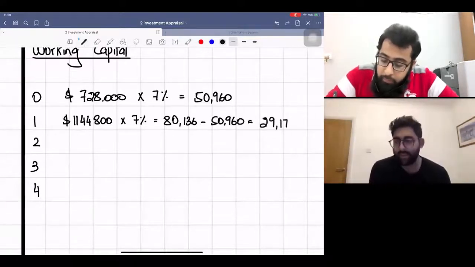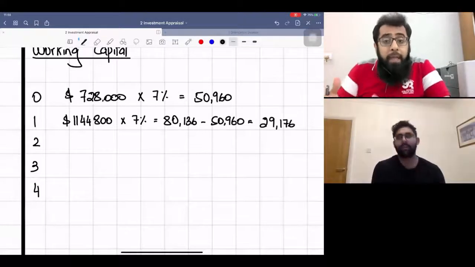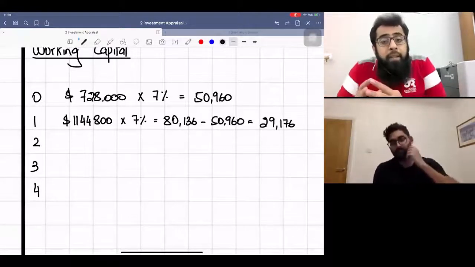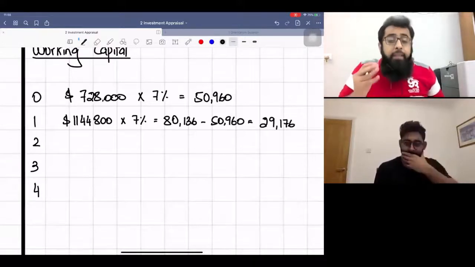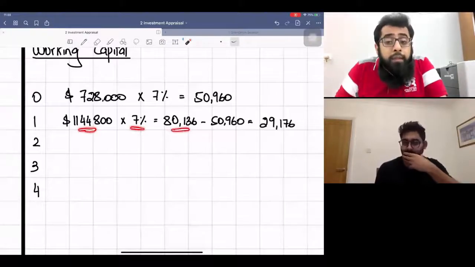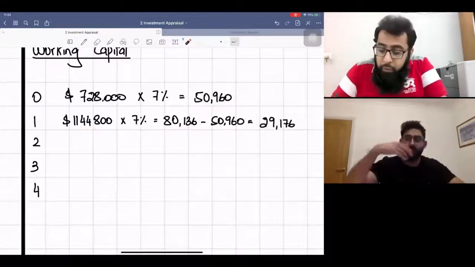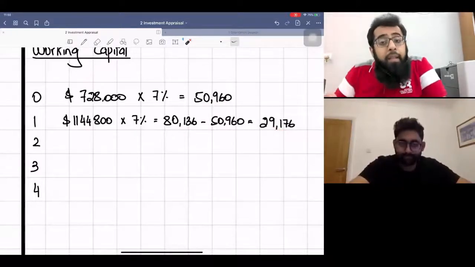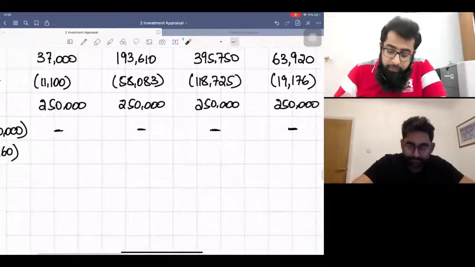So when you say working capital, what does that mean? Working capital means the inventory surplus, the receivable balances. Working capital means the running cash flow which you need to hold. So considering the sale, you need 7% amount. Now that is 80136. 50960 is already invested in the working capital. So you will only invest the incremental amount. Got it. Okay. So 29176.